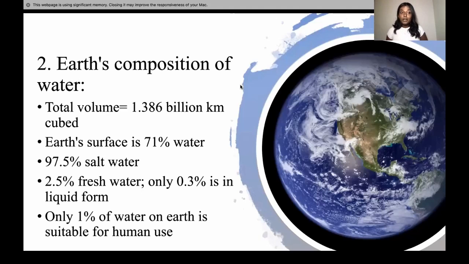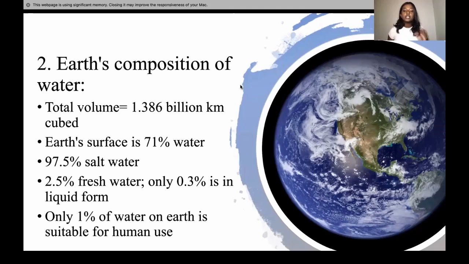Next up, we have Earth's composition of water. We know that the Earth is made up of water, right? The total volume of water on Earth is 1.386 billion kilometers cubed. Think about that. That's a pretty huge number. But let me put it into better context for you to see why we need to save water, because there isn't actually that much on Earth.